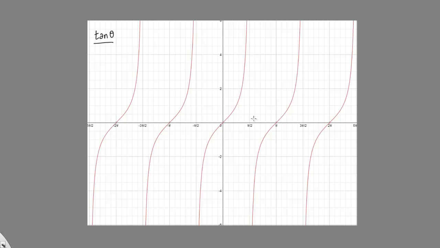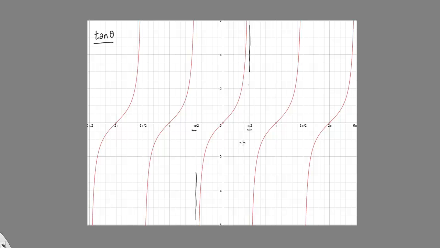So look on pi by 2 how this graph is approaching. This is pi by 2 here, and you can see how the graph is approaching it. Similarly at minus pi by 2, how this graph is approaching. So this is minus pi by 2 and this is pi by 2.